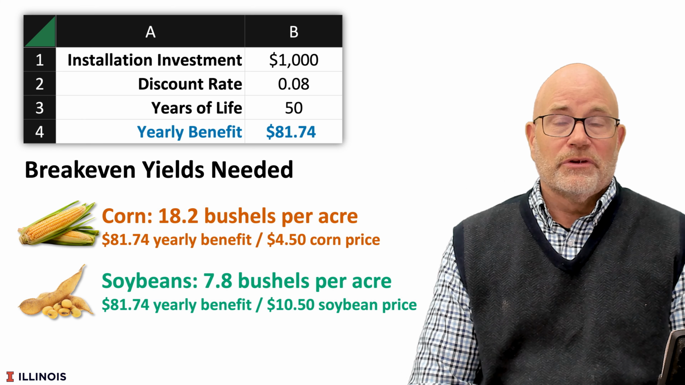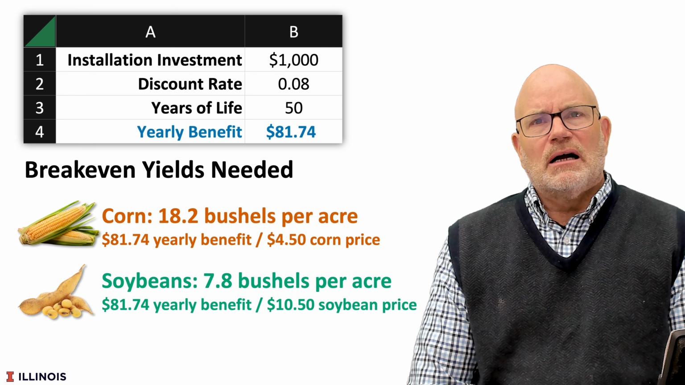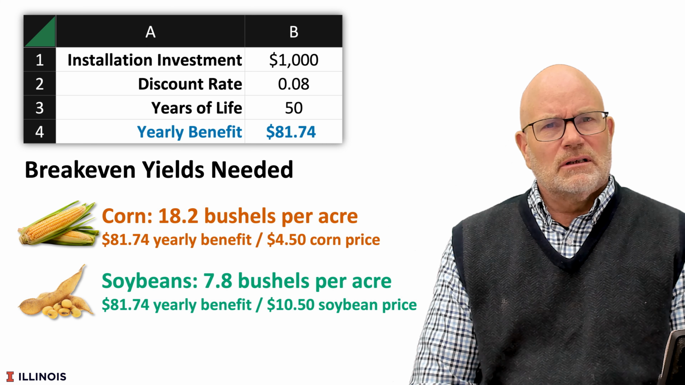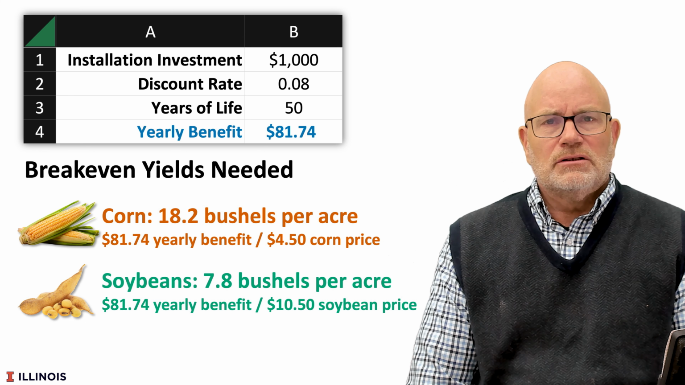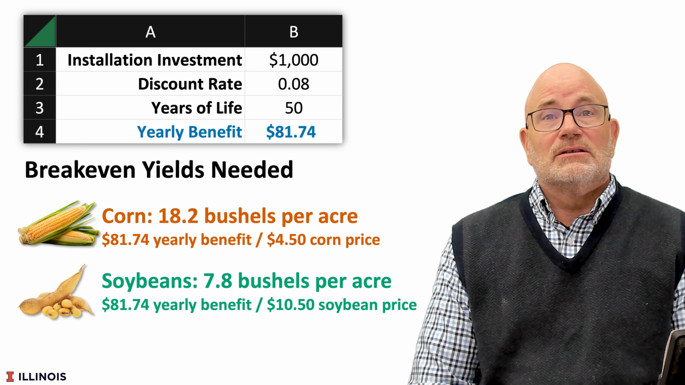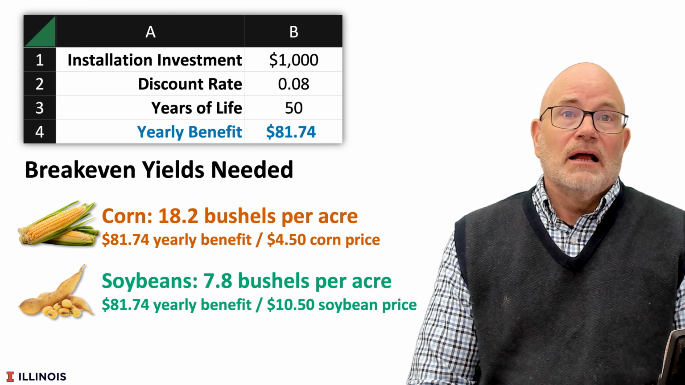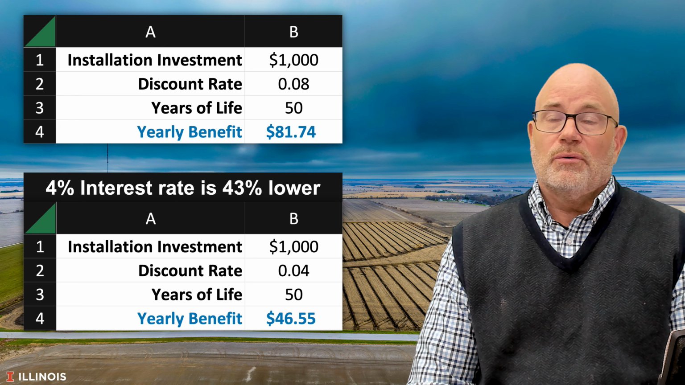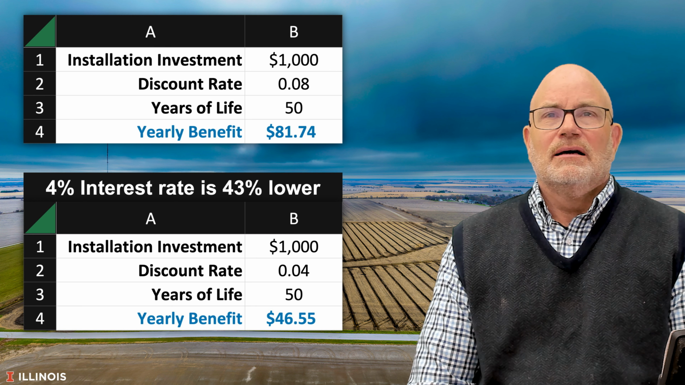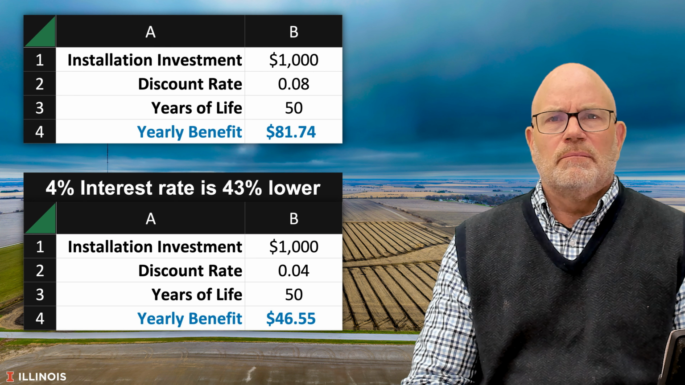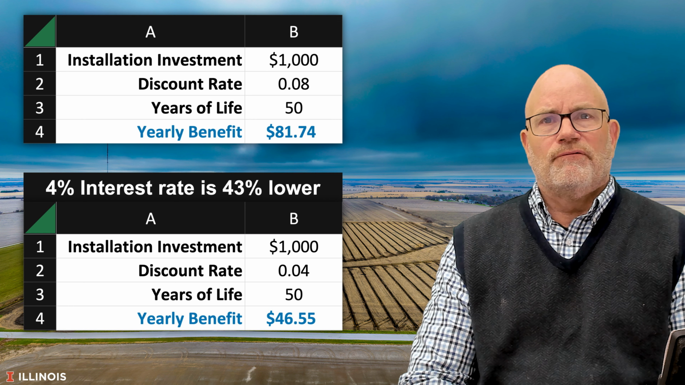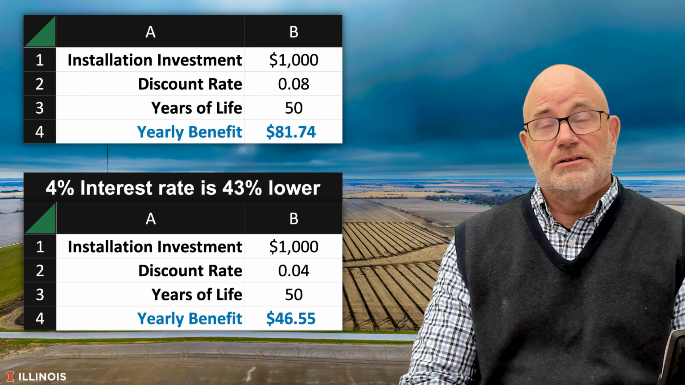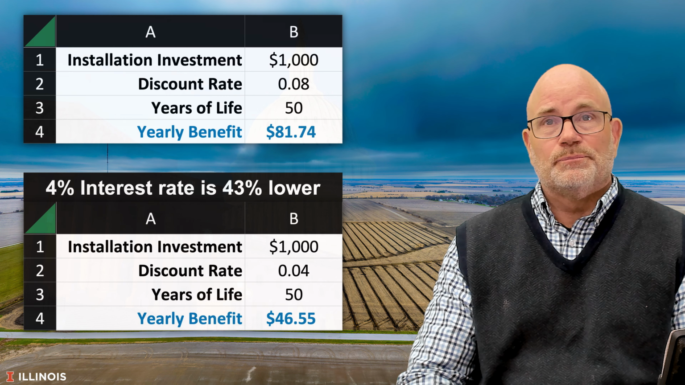soybean price. Those yearly break-evens are sensitive to the interest rate, and recent increases in interest rates have raised those yearly benefits. Last year, we would have probably been using a 4% discount rate if we were coming close to agricultural debt, and that would have lowered that yearly benefit from $81.74 down 43% to $46.55.